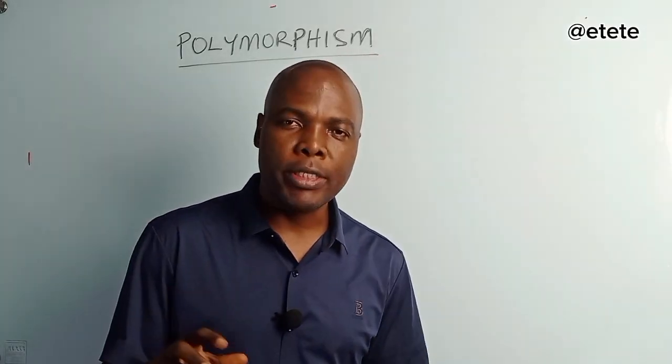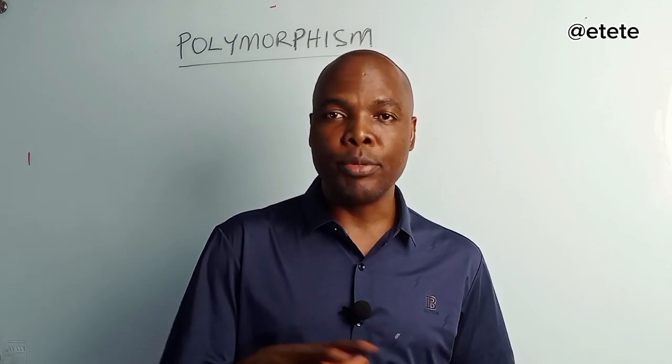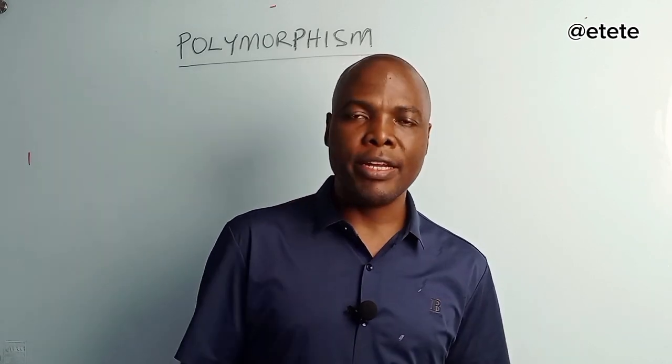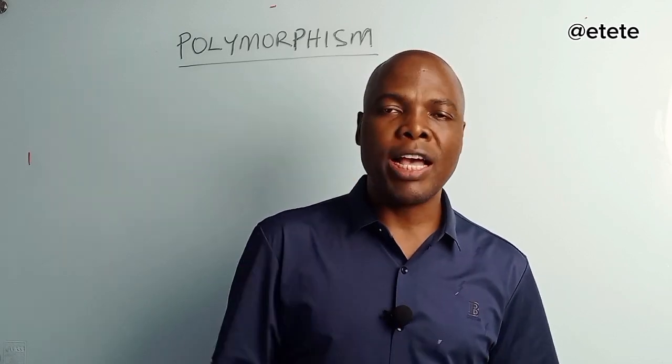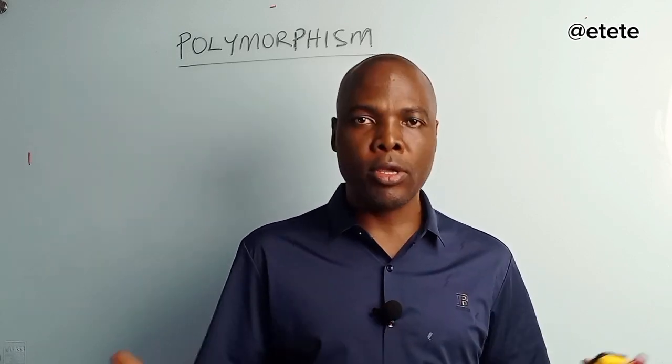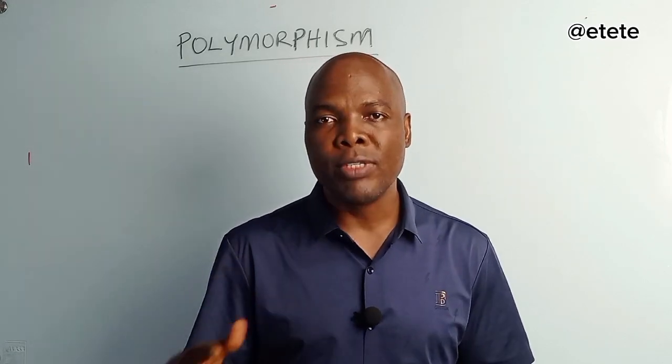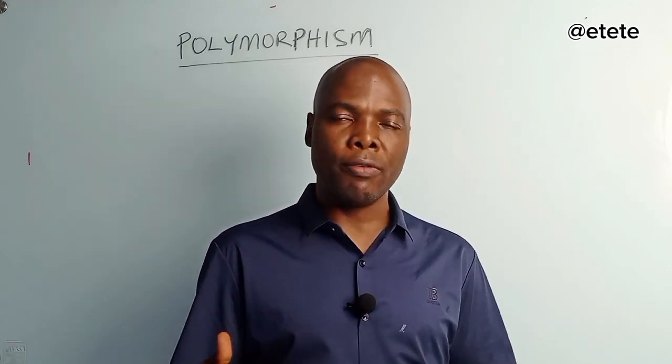In the last class, we did inheritance. We are still looking at the principles of object-oriented programming. I told you we have inheritance, polymorphism, abstraction, encapsulation, and many others, but we are looking at these four now. So in the last class, we did inheritance. Today, we want to look at polymorphism.